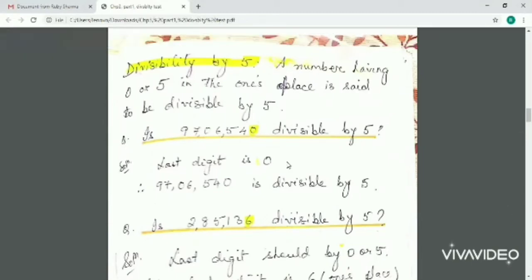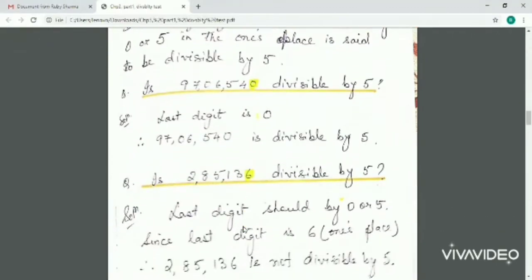Divisibility by 5. For 5, we have to check only the last digit. If it is 0 or 5, then it will be divisible by 5. Now here in this number, the last digit is 0, so we just write: last digit is 0, so it is divisible by 5. Now is this divisible by 5? You have to write: last digit is not 0 or 5.